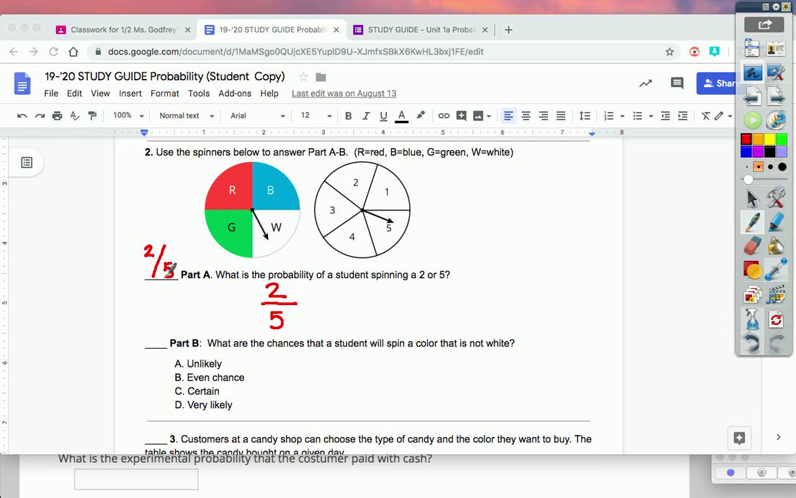Okay. What are the chances that a student will spin a color that is not white? Well, we have a total of 4 colors. 3 of those colors are not white. That's about 75% of those that are not white. So that is very likely that we will spin a color that is not white. Any questions here? Okay, moving along.